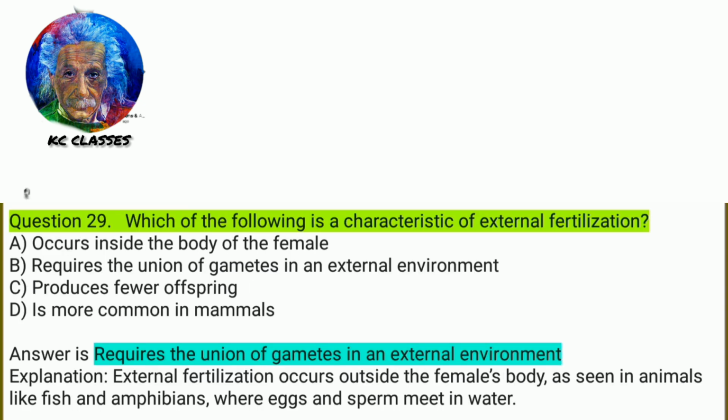Question 29: Which of the following is a characteristic of external fertilization? A. Occurs inside the body of the female. B. Requires the union of gametes in an external environment. C. Produces fewer offspring. D. Is more common in mammals. Answer is requires the union of gametes in an external environment. Explanation: external fertilization occurs outside the female's body, as seen in animals like fish and amphibians, where eggs and sperm meet in water.